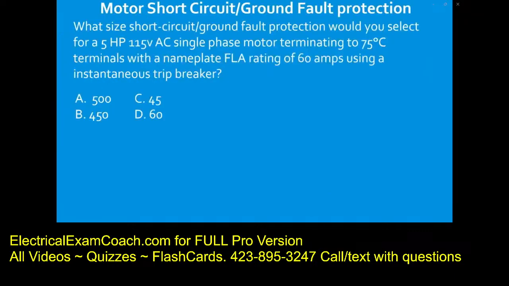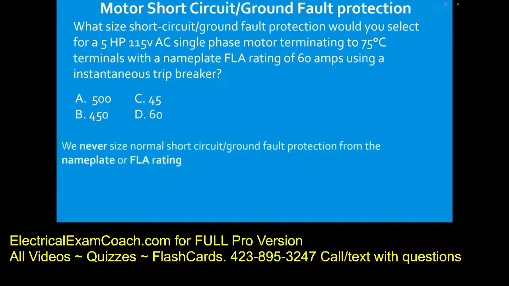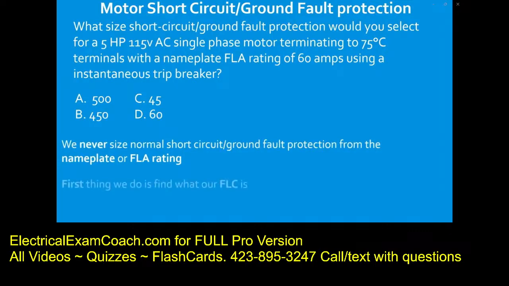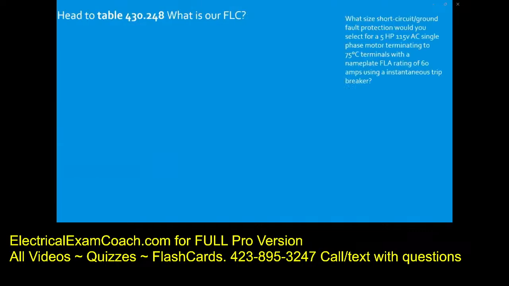What size short circuit ground fault protection would you select for a 5 horsepower, 115 volt AC single phase motor terminating to 75 degree C terminals with a nameplate FLA rating of 60 amps using an instantaneous trip breaker? And I love this one here. You're going to think it's hilarious. So we never size normal short circuit ground fault protection from the nameplate or FLA rating. First thing that we do is find out what our FLC is. We head to table 430.248, what is our FLC?